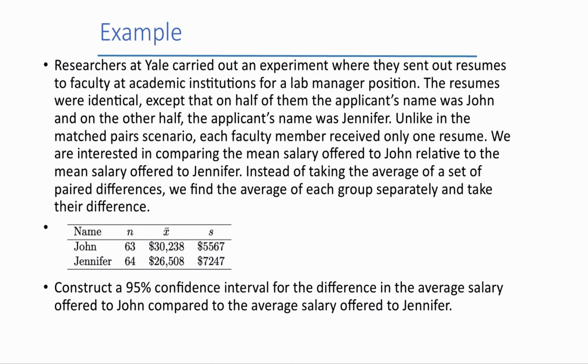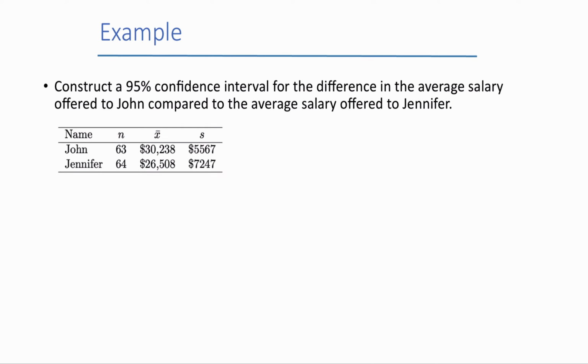So we're comparing the mean salary offered to John relative to the mean salary offered to Jennifer. So we're going to find the average of each group separately and take their difference. And then we're going to construct a confidence interval on it.